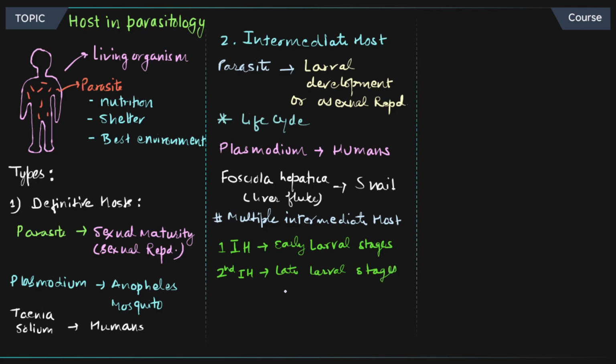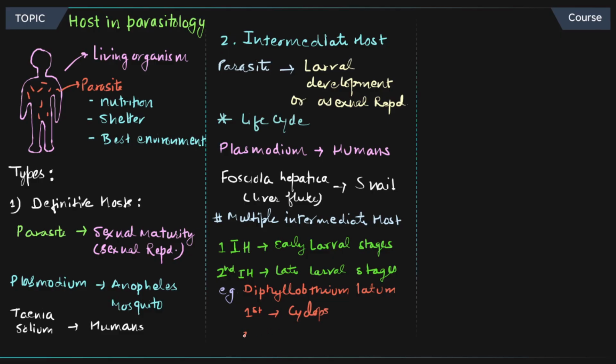If we talk about an example, I don't know if you have heard about Diphyllobothrium latum. Let me write it down. Diphyllobothrium latum is the parasite where you have two intermediate hosts. The first one is the cyclops.